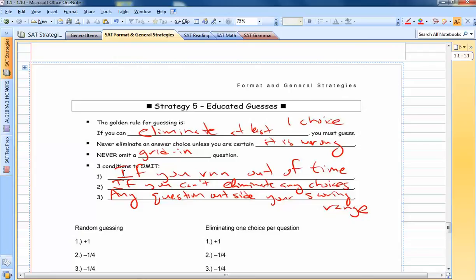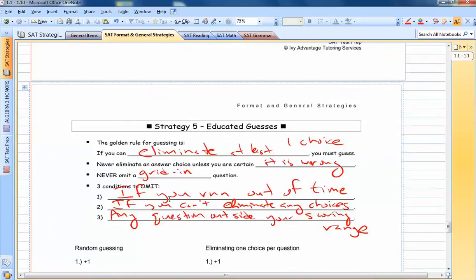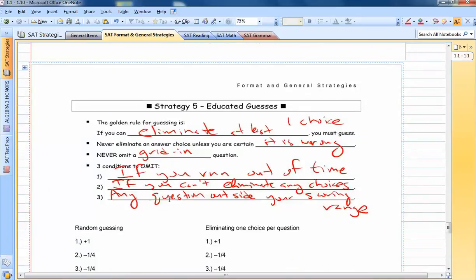And the 3 conditions in which it is okay to omit: if you run out of time, because we don't want you to randomly guess. If you can't eliminate any choices, then leave it blank. Like say it's a really hard sentence completion. If you didn't know what any of these 5 words meant in this example, then sure, leave it blank. And lastly, anything outside your score range.